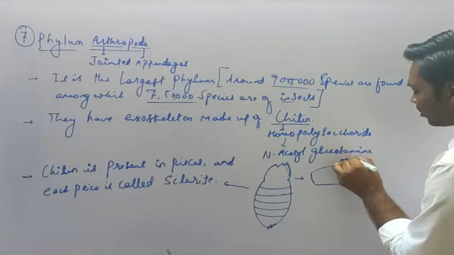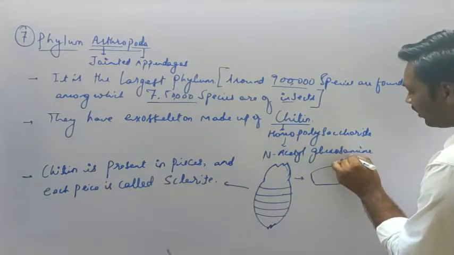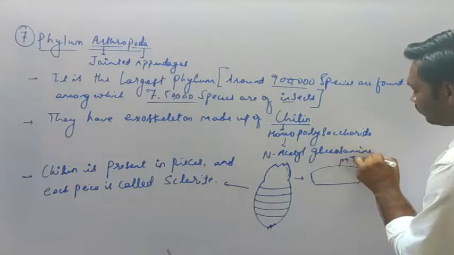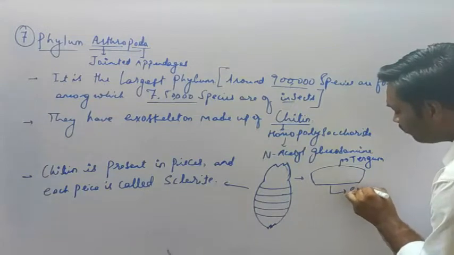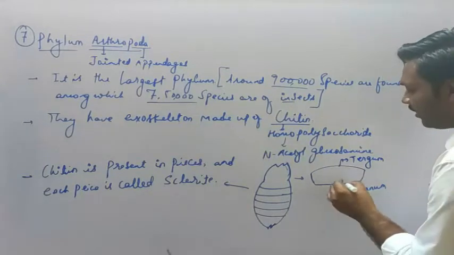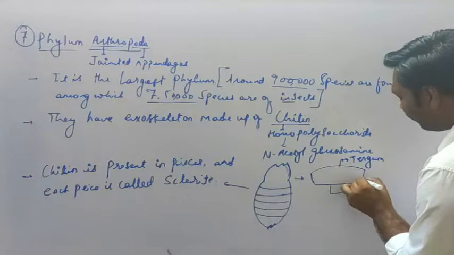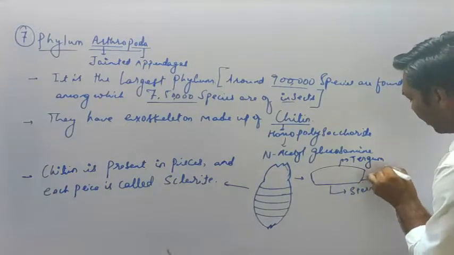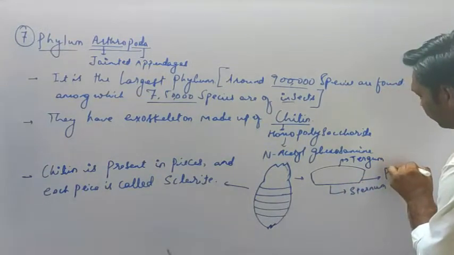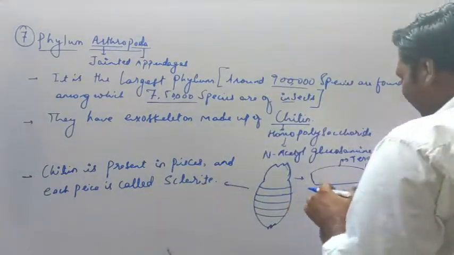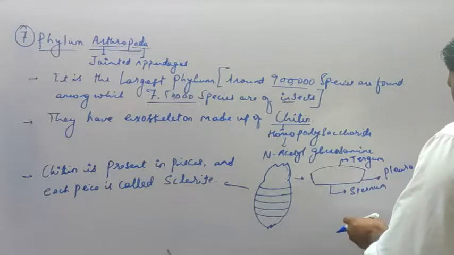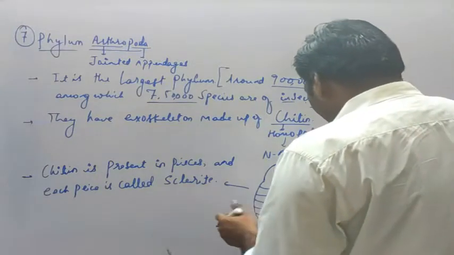So here it is, the dorsal called tergum, the ventral part is called the sternum, and the lateral part is referred to as the pleura. So these are the regions of the sclerites, and the sclerites are interconnected.